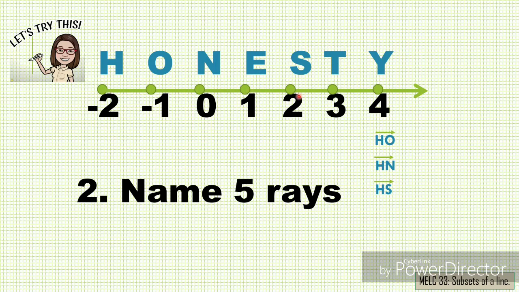HS, ray HS, ray HT, and another one is ray HY. Pero again, ang dami pa niyan, no? Pwede tayo mag-start sa O, tapos i-partner mo siya sa mga letters na nasa kanan niya. Tapos pwede rin sa N ka mag-start, and E, and S, and Y, A, and T. Sa E ka magsimula, sa ES. Ganyan, ang daming possible names for rays on this figure.